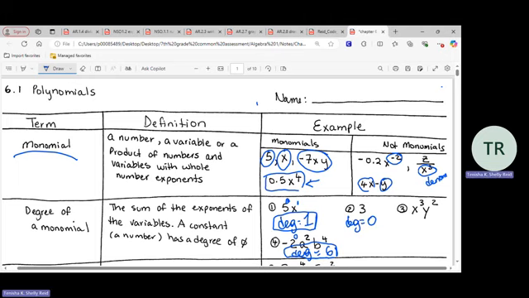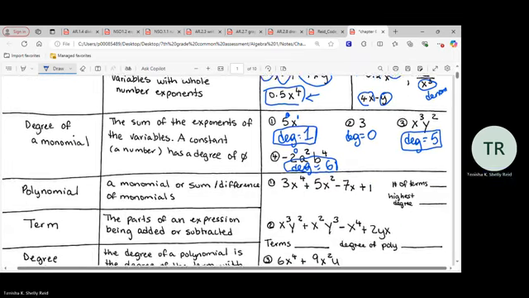Go ahead and try number 3. Always pause and try the problems when I tell you to try the problem. So pause and try the problem. All right, now we're back. X has a degree of 3 and Y has a degree of 2. I'm sorry, X has an exponent of 3 and Y has an exponent of 2. So the degree of the whole monomial is equal to 3 plus 2, which is 5.